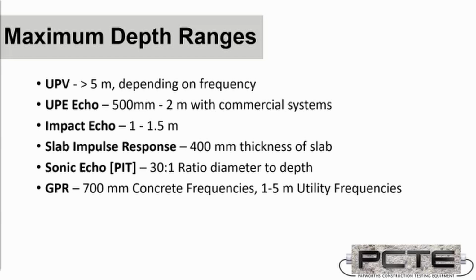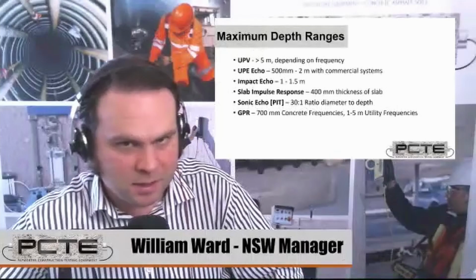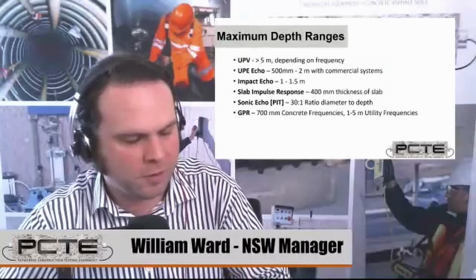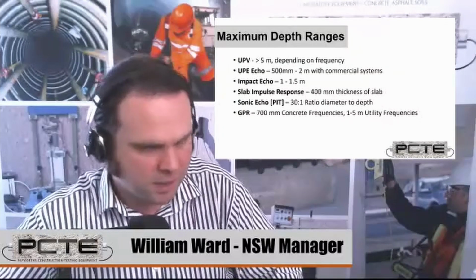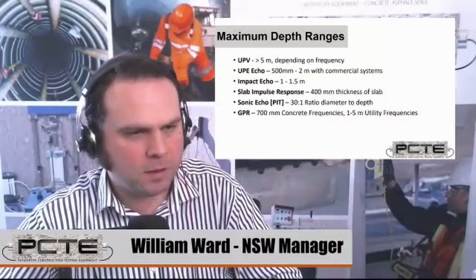Finally, this is a good moment just to discuss the depths that each technique can work to, because if you're choosing techniques, you may have a structural area that you need to get through. So the technique of ultrasonic pulse velocity, that's our point-to-point transmission measurement, is not very limited at all, 5 meters or more penetration from sender to receiver is achievable.